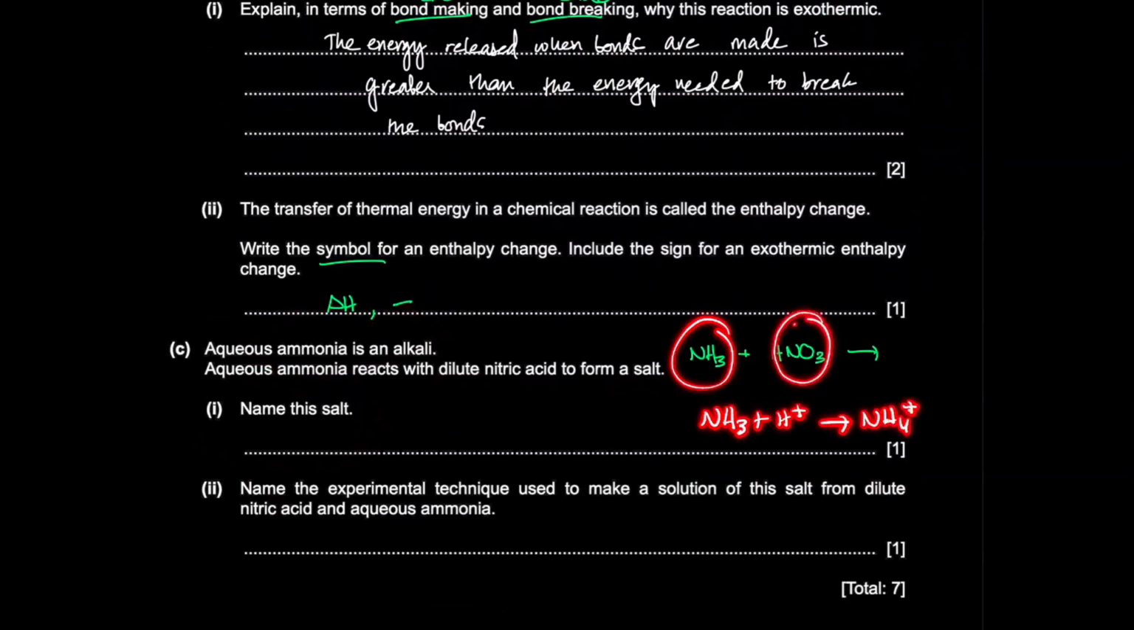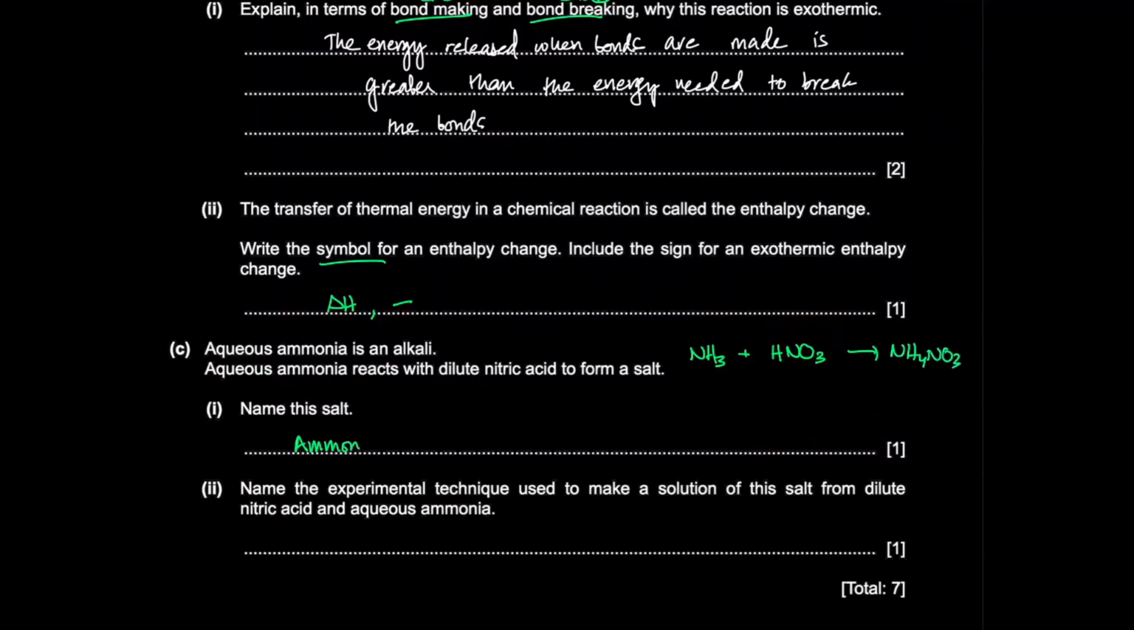And then what will you be left with? So NH3 will gain this proton. What do these two combine to make? NH4 plus. And this is your nitrate, NO3 minus. So the salt over here would be ammonium nitrate. The salt here would be ammonium nitrate, NH4NO3. Okay.